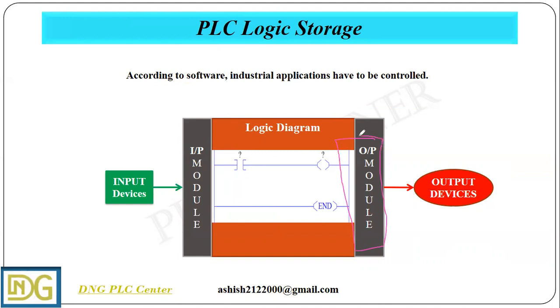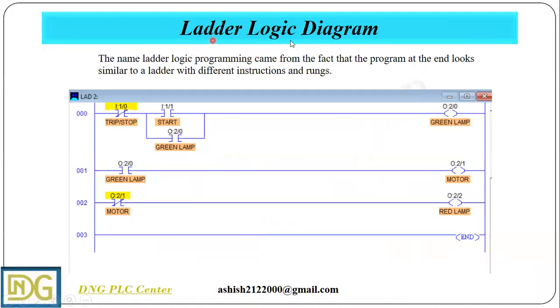And this is our output module, where we will connect our output devices. It can be a solenoid coil, motors, and lights. And in the next slide, we have the ladder logic diagram. The name ladder logic programming came from the fact that the program at the end looks similar to a ladder with different instructions and rungs. I think you don't know what instructions and rungs are, so I will tell you.